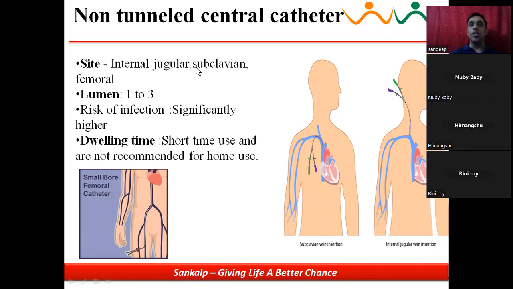With the non-tunneled catheter, we have single lumen, double lumen, and triple lumen. But this is only for a very short time. If we need a short-term central line, it can be used. For example, if a patient is readmitted and needs some short-term therapies, we can use this. But directly for transplant purposes, we cannot use these catheters.